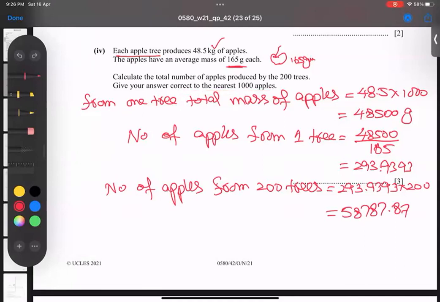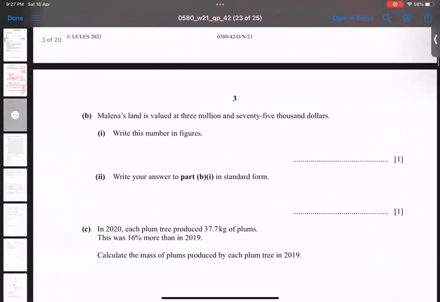So what to do then? This is called ones, tens, 100, 1000. This I need, but this I don't want. This number is bigger than 4, so add one. So I got 59,000. Alhamdulillah, we got our answer very clear. So let's go to the next page.